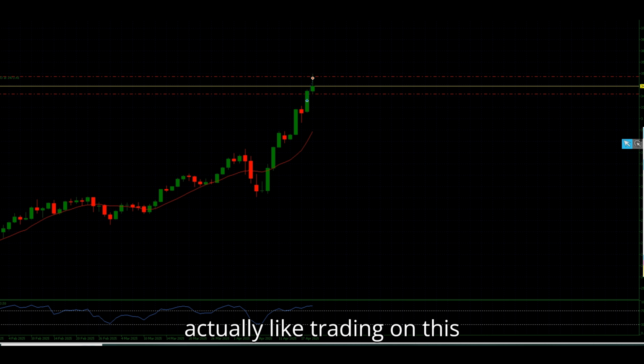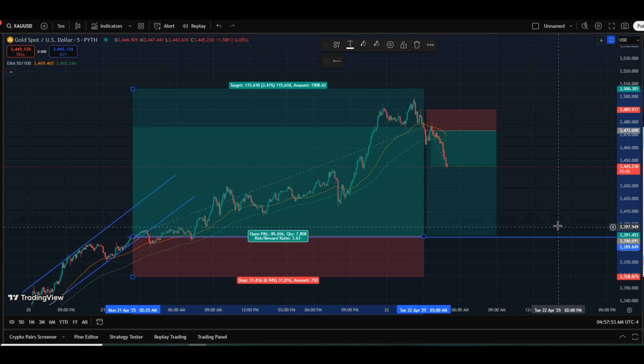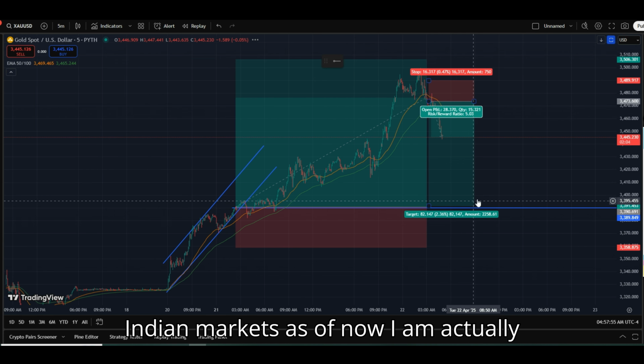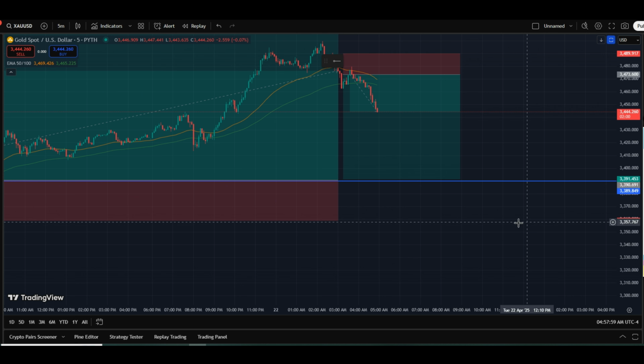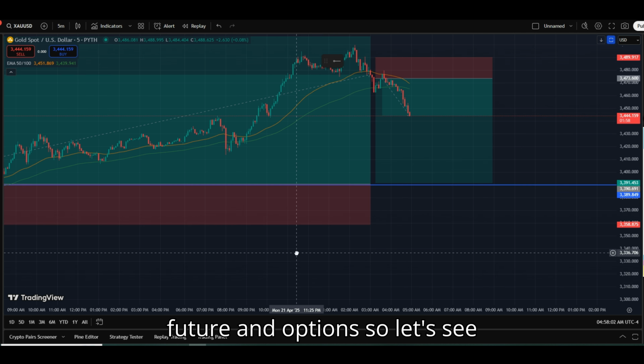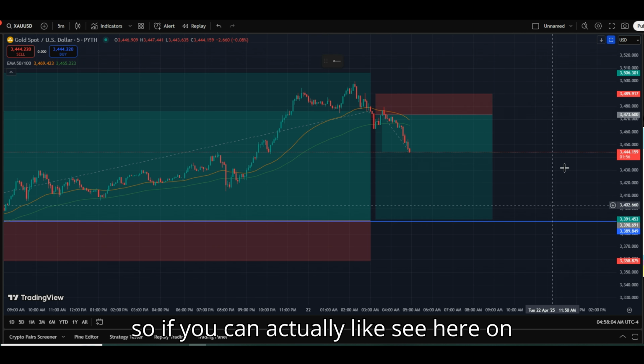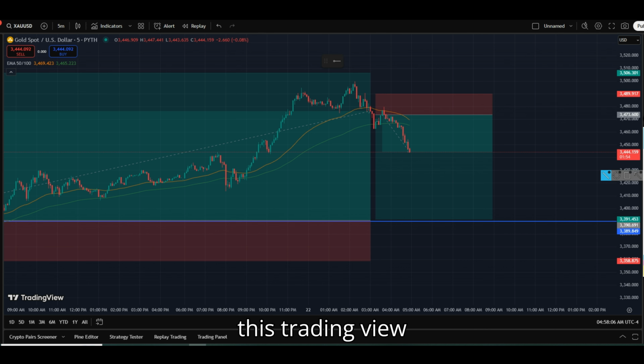I am not trading on the Indian markets as of now. I am trying to ignore futures and options. So let's see, if we can see here on this TradingView, give me a second.